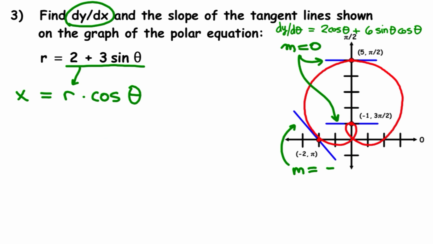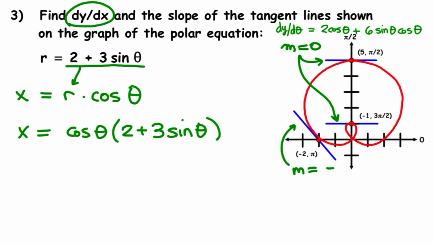Okay, we know likewise that x is r cos theta, but we know r already. Same thing, it's still 2 plus 3 sine theta. So x is going to be cosine theta times 2 plus 3 sine theta. Okay, again, I'm going to go ahead and work this out. I'll distribute it. X is going to be 2 cos theta plus 3 sine theta cos theta.